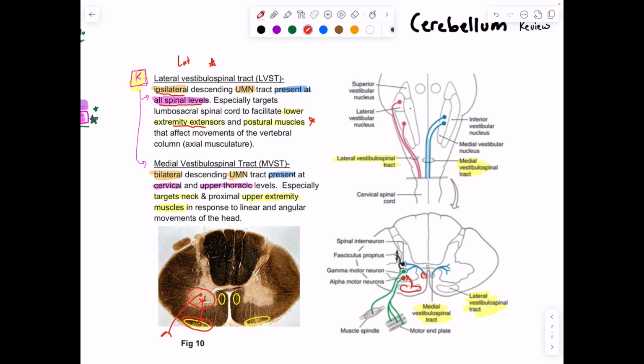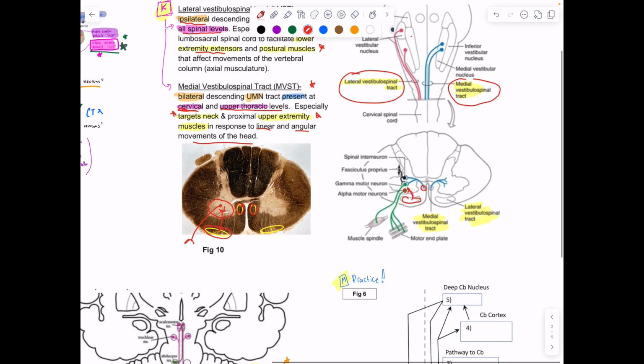And then for the medial one, you have here the medial vestibular spinal tract, and this is bilateral. This is for the cervical, right, neck and upper thoracic levels. All right, so it targets neck and upper extremity muscles in response to the linear and angular movements of the head. All right, so you have lateral for lower extremity and postural muscles, medial, which is bilateral, for neck and upper extremity.